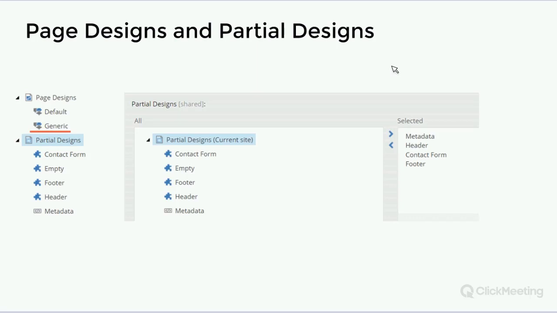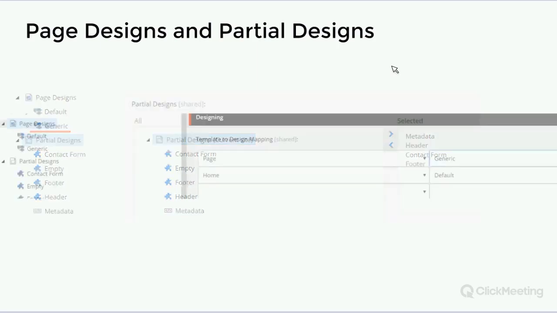From the left side, I have the list of all the partial designs which are available. So I can select which partials I want to use on my page design. I call it generic because all the pages are going to have this, so I want to be able to reuse this. I'm going to have a metadata, which is a type of partial design where you can place all your SEO tags, the meta tags that you need. Header, in our case, is going to be the header partial, which has the logo and 2 navigations with a search box. The contact form, which is nothing more than a simple form, and the footer, which contains several lists.